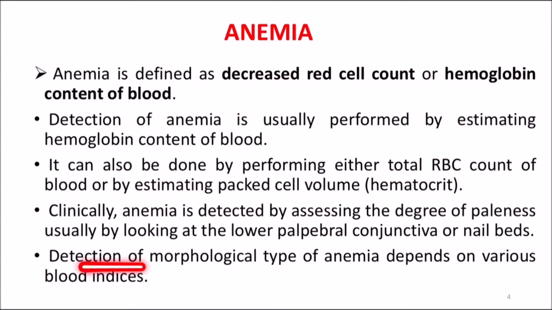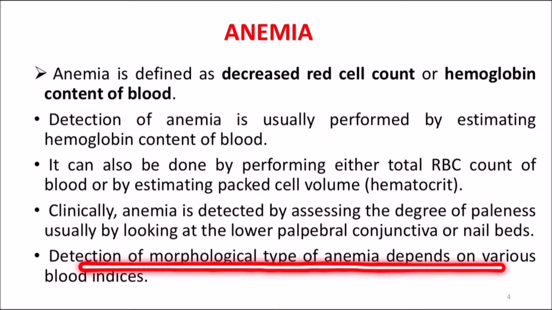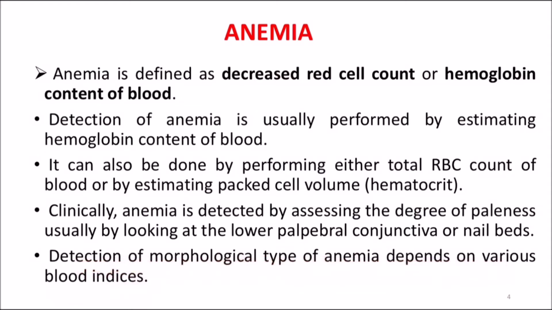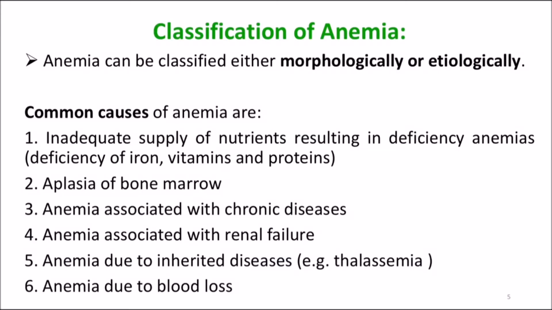Detection of the morphological type of anemia depends on the various blood indices. As I told you earlier, you can determine the MCV, MCH, MCHC, and the color index. Based on these four indices, you can come to know which morphological type of anemia it is.